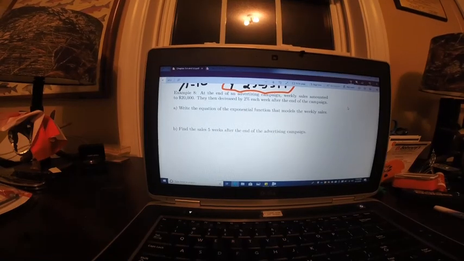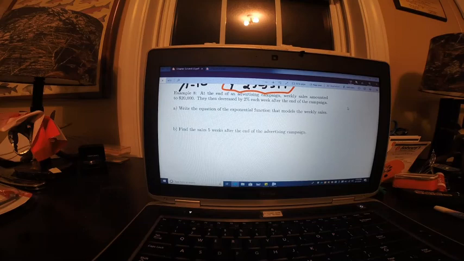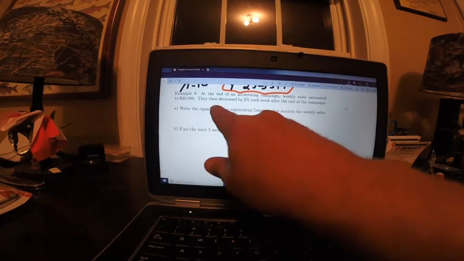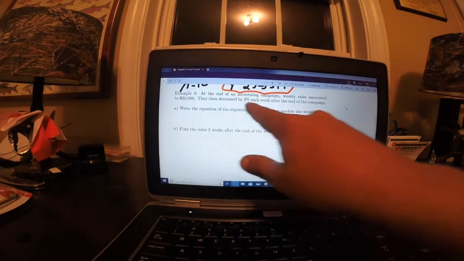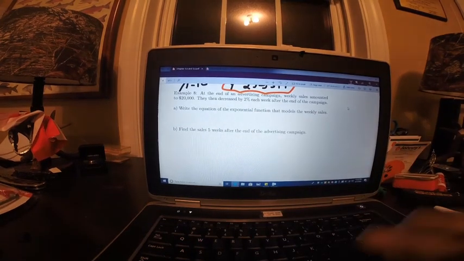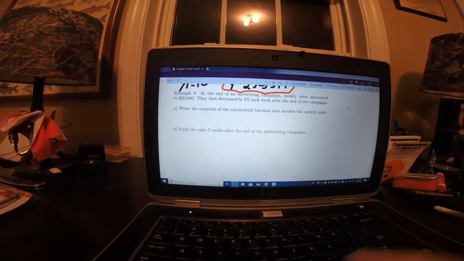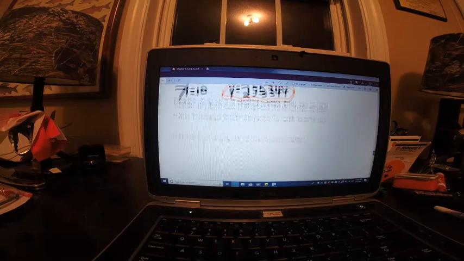Example 8 says at the end of an advertising campaign, weekly sales amounted to $20,000. They then decreased by 2% each week after the end of the campaign. Write the equation for the exponential function that models the weekly sales. Now this one's different. In all the other ones we've had exponential growth because everything has increased. Here we're decreasing. They decreased by 2% each week. So because they're decreasing, we have to use that other formula, which we actually haven't yet used.